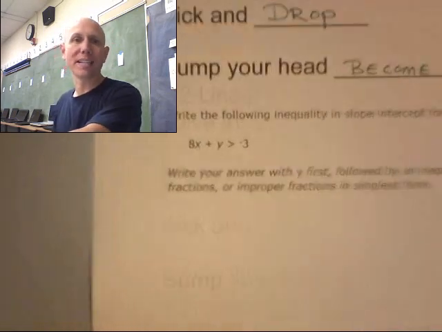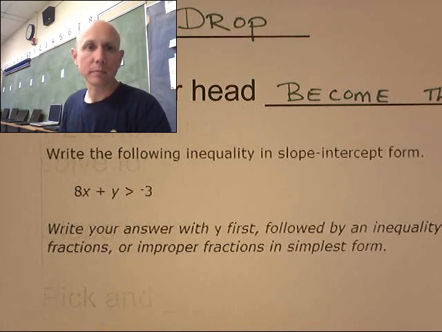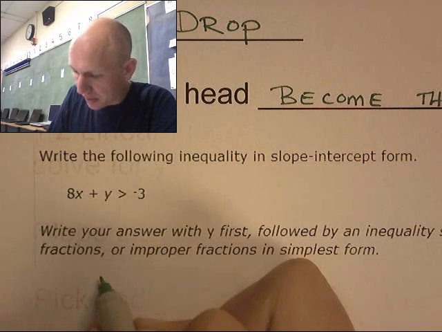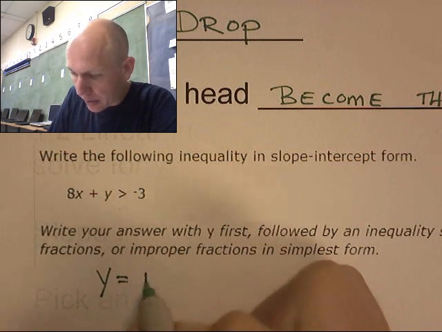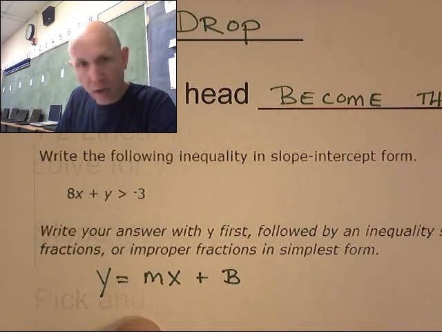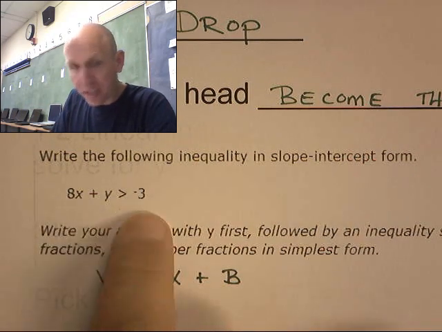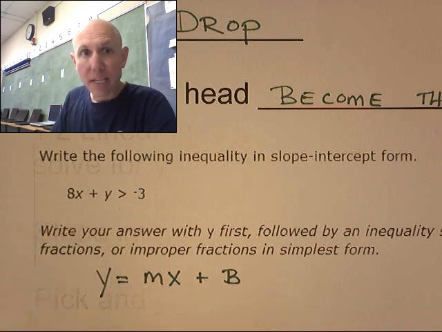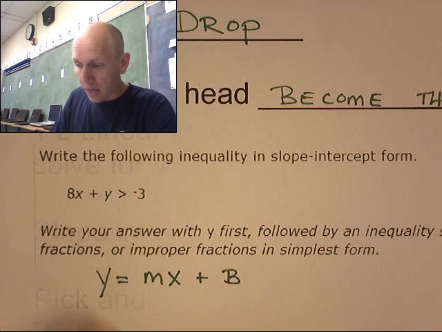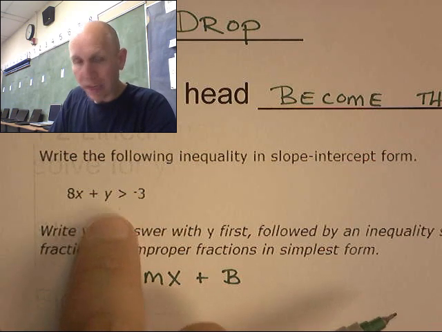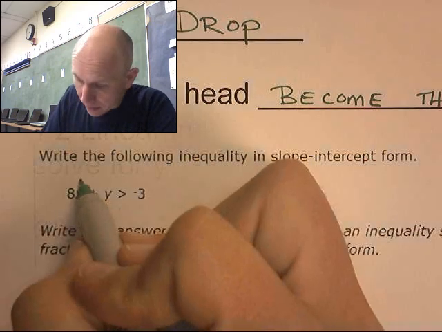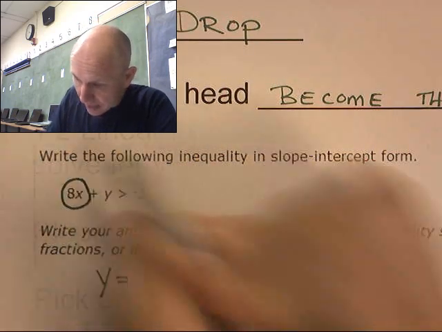Remember, the goal is to get into slope-intercept form. This is what I want. I want something that looks like this: y equals mx plus b. This is what I'm given. Somebody's in the wrong place. Who's messing this up? I want it to be y all by itself right here. So who needs to be moved? This guy. And where does he need to be?